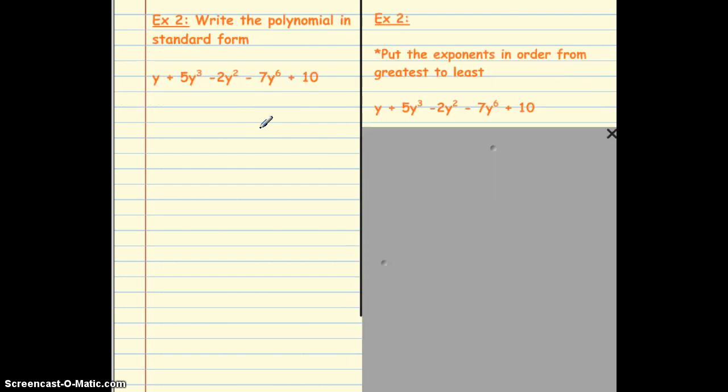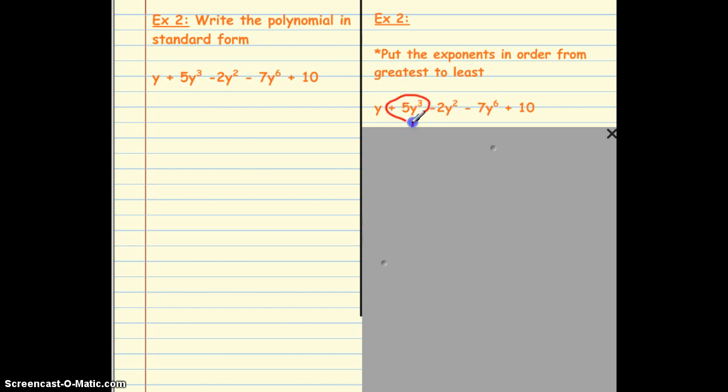Alright, example number 2: we're going to write these polynomials in standard form. So if we have the polynomial y plus 5y cubed minus 2y squared minus 7y to the 6 plus 10, we want to write this as mathematicians are supposed to, in standard form, which means putting them in order from greatest to least of the exponents. So the greatest one is right here.